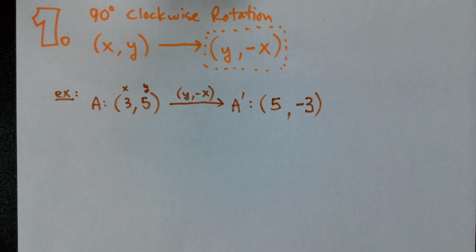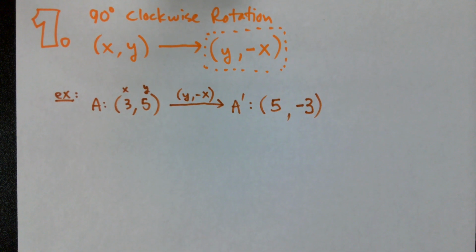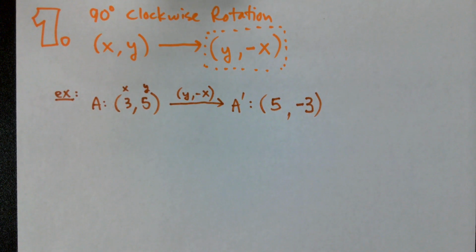So Jordan, you said it would be negative 3 comma 5. You were absolutely right, except we got to flip the order around. And that's the biggest thing that might confuse you guys, is remembering to flip them around. But once you graph it, you'll see whether it looks like a good rotation or not based on the coordinates that you get. That's rule number 1 right there. Okay, y comma negative x.